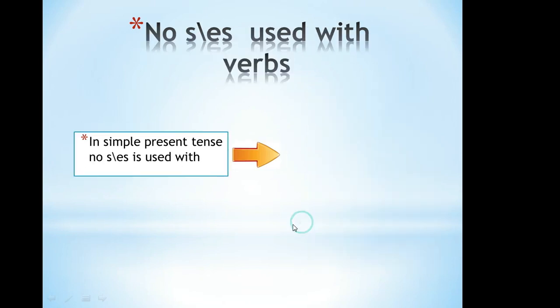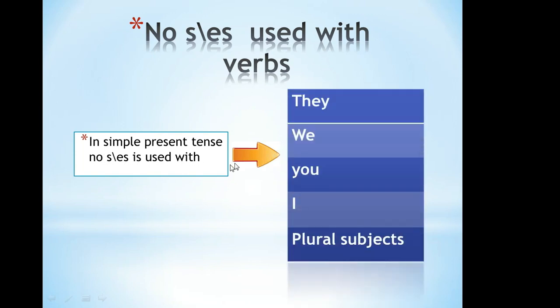Okay, but no s or es is used with the verb when we are having a plural subject, like they, we, you, I, and plural subjects. If your subject is plural, then we do not use s or es. Most of the students get confused that I and you, I you use for yourself and you for the other person. They are singular, but they are considered plural.